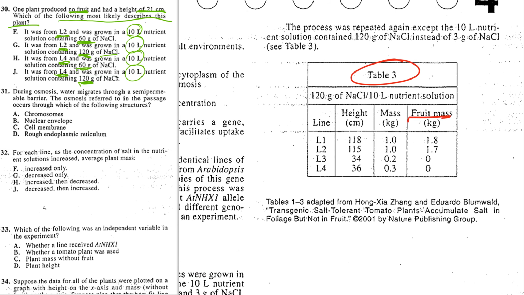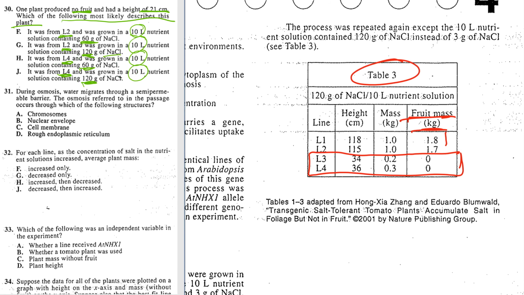And we have fruit. The first 2 produce fruit, and here we go. There it is right there. L3 and L4 did not produce any fruit. So now we can go back to our answers. And we see that F and G, it says it was from L2. Well, no, it wasn't. It has to be from L3 or L4, because those are the only 2 that produce no fruit. So right off the bat, in a few seconds, we can get rid of F and then we can get rid of G. So we're just left with H and J.